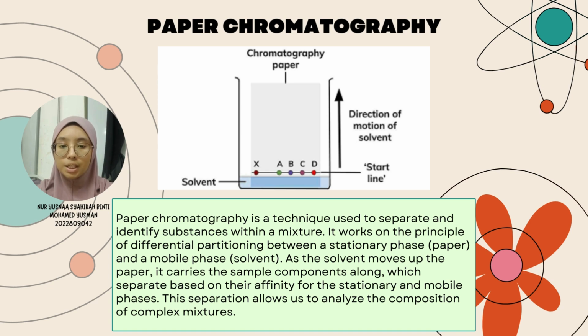Paper chromatography is a technique used to separate and identify substances within a mixture. It works on the principle of differential partitioning between a stationary phase, which is paper, and a mobile phase, which is solvent. As the solvent moves up the paper, it carries the sample components along, which separate based on their affinity for the stationary and mobile phase. This separation allows us to analyze the composition of complex mixtures.